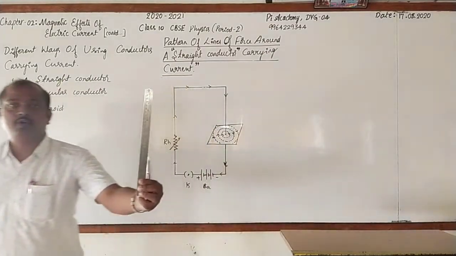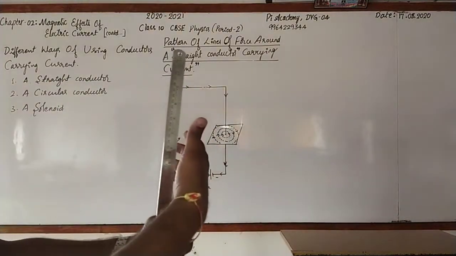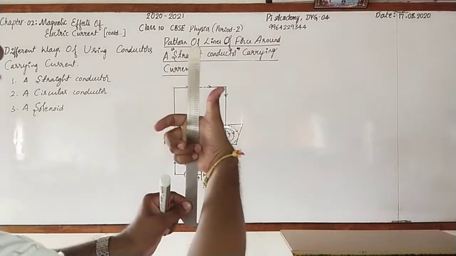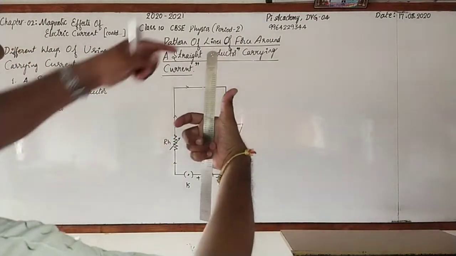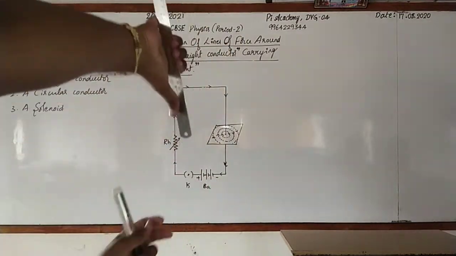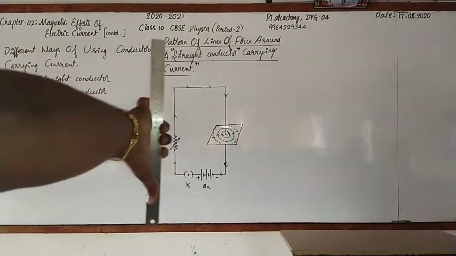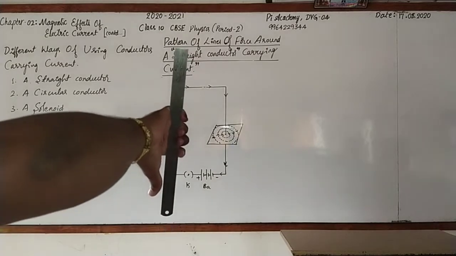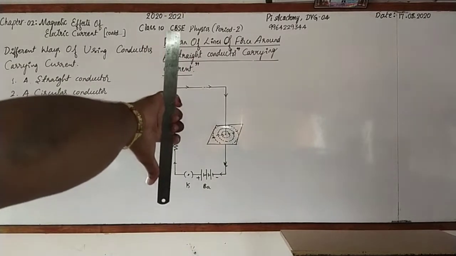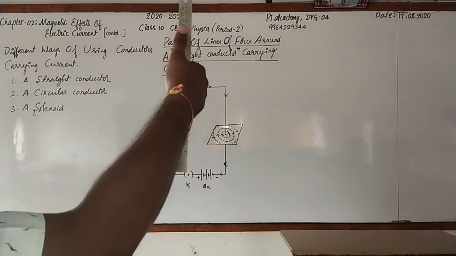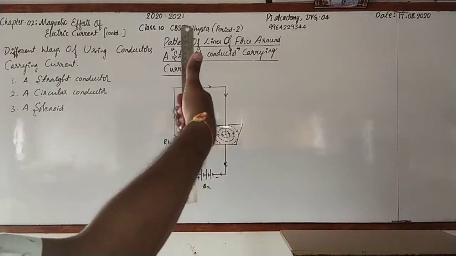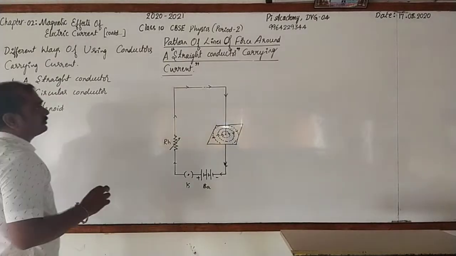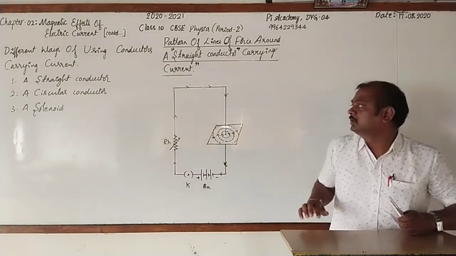If the current flows in the upward direction, then clockwise or anti-clockwise? It is anti-clockwise. Like this. And now the current is flowing downward. Now this is clockwise. When the current flows downward, the direction of lines of force is clockwise. If the current flows in the upward direction, the direction of lines of force will be anti-clockwise. Clear? Yes. Now, okay. And one more point.